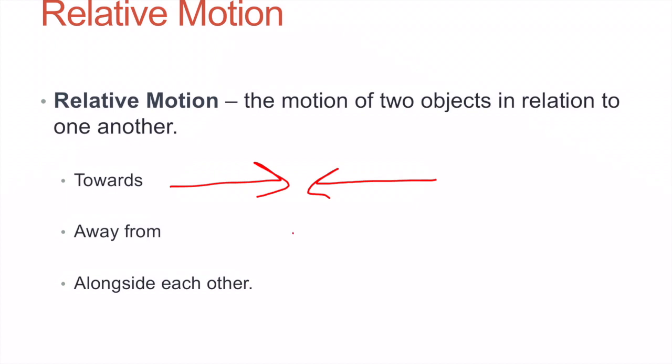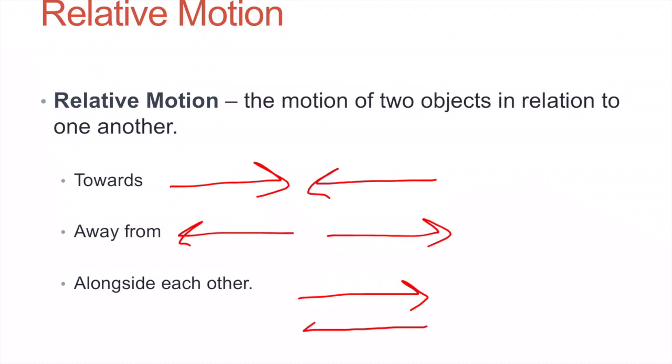Alternatively, we have away from. Okay, away from is just 2 objects running away from each other. Okay, and then finally is alongside. So one object moving this way to the right and another object moving this way to the left, they don't run into each other. They're just kind of moving by each other, kind of like traffic on a road. You know, one side's going to the right, the other side's going to the left. They shouldn't be colliding, they shouldn't be running into each other, but they're going in opposite directions.